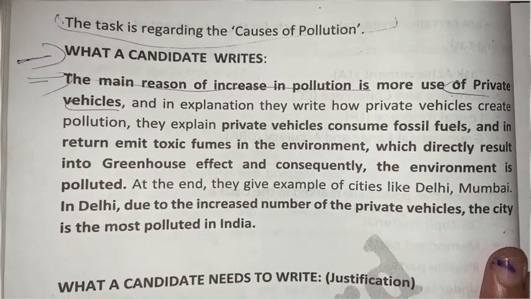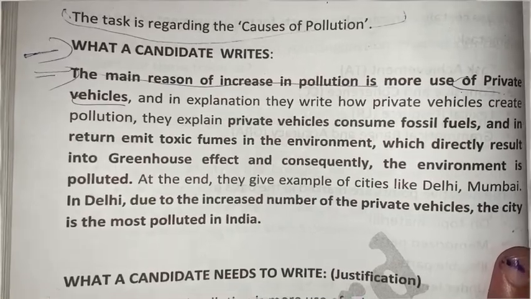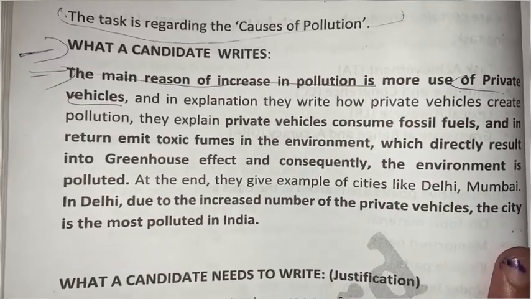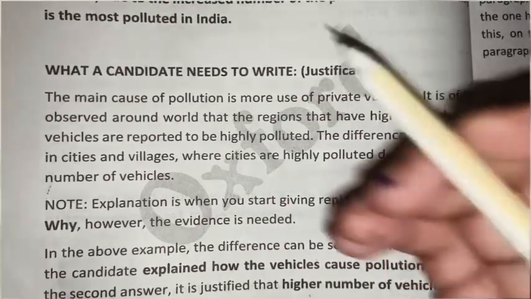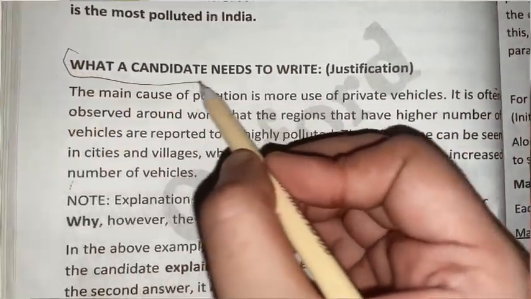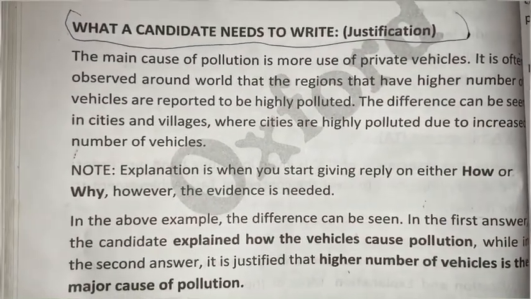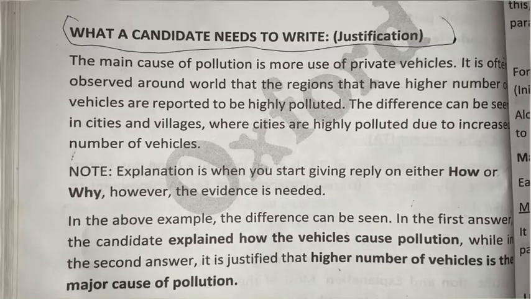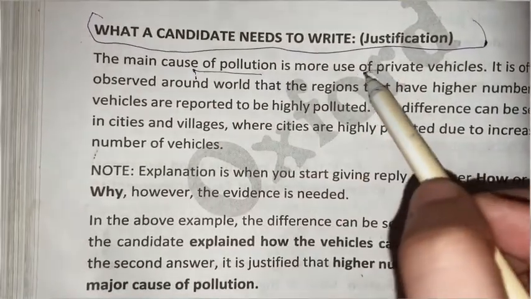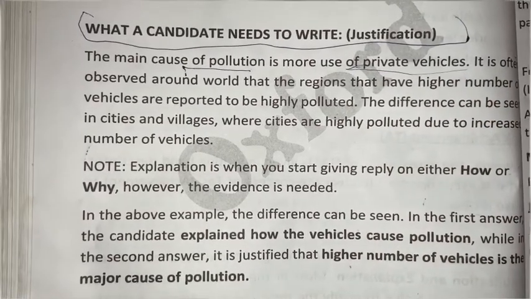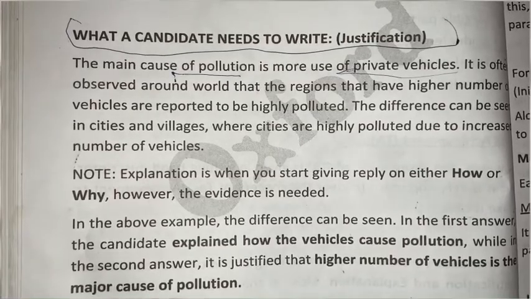And what a candidate needs to write is justification. So here are the two examples of this: what a candidate actually writes in the exam, and what a candidate needs to write in the exam. The main cause of pollution is more use of private vehicles. It is often observed around the world that the regions that have a higher number of vehicles are reported to be highly polluted. The difference can be seen in cities and villages, where cities are highly polluted due to the increased number of vehicles. Explanation is when you start giving a reply on either how or why, however the evidence is needed.